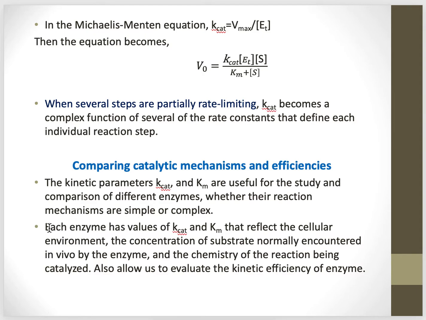Each enzyme has values of kcat and Km that reflect the cellular environment, the concentration of substrate normally encountered in vivo by the enzyme, and the chemistry of the reaction being catalyzed. That means from kcat and Km we can understand the cellular environment, the concentration of the substrate in the in vivo system, and the chemistry of the reaction. These values also allow us to evaluate the kinetic efficiency of enzymes.